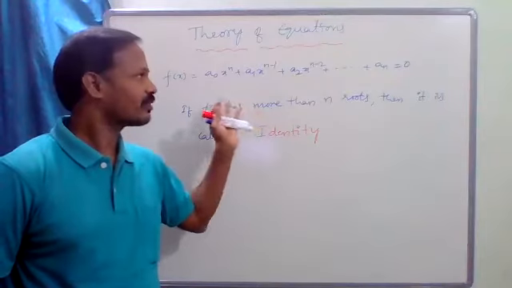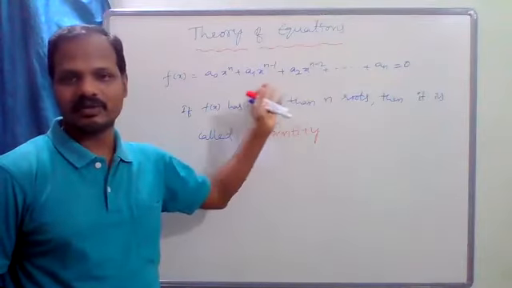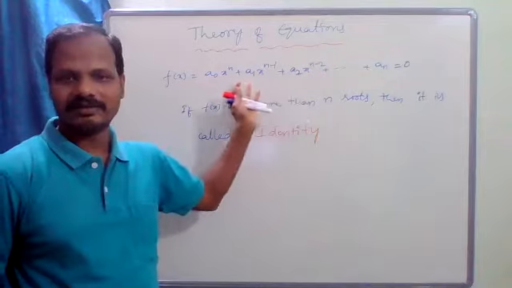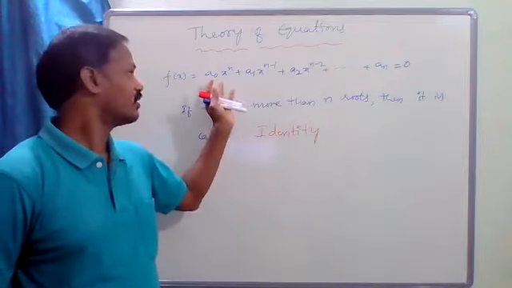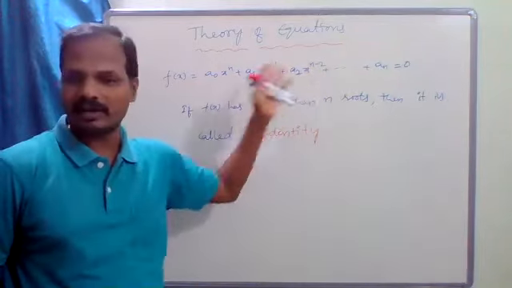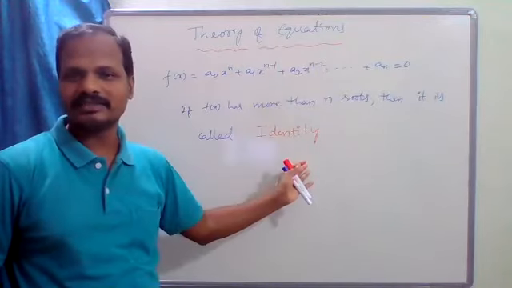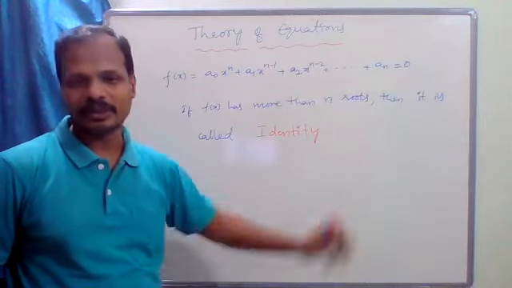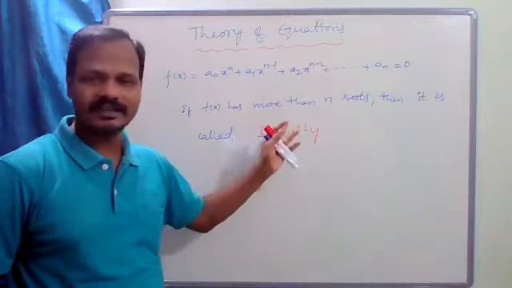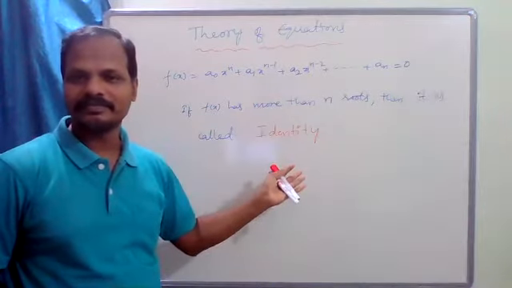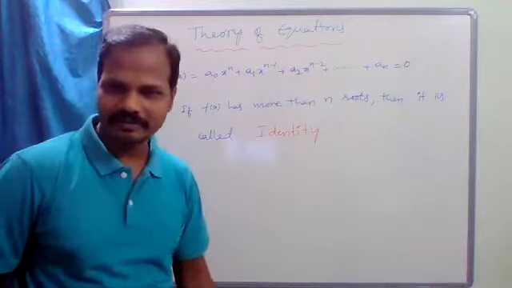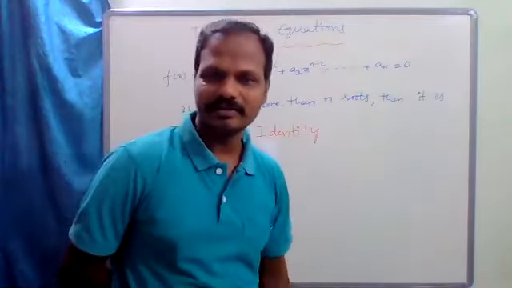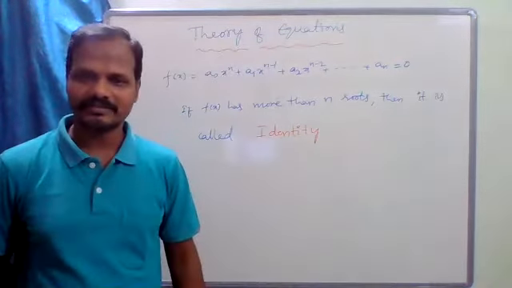Then the coefficients of the terms, simply the coefficients, a0, a1, a2, so on, an are called the coefficients. If it is identity, then the coefficients become 0. Fine? Clear? Do you remember or not?